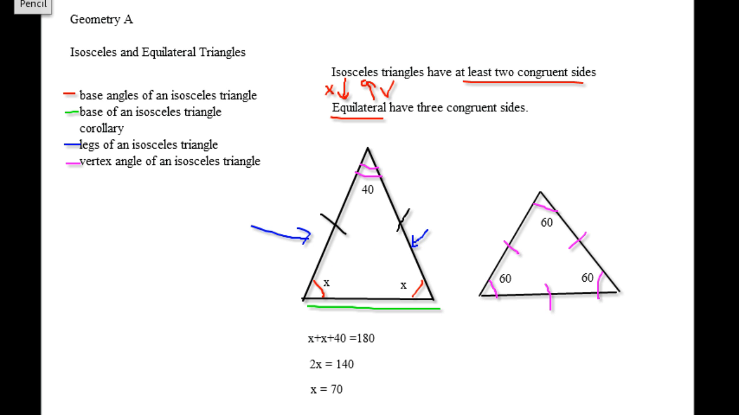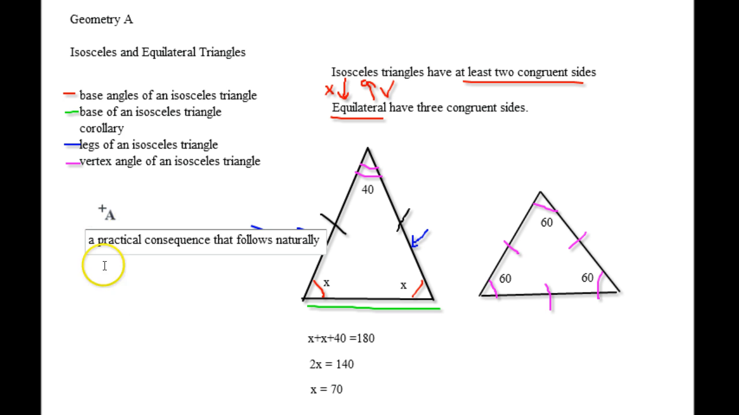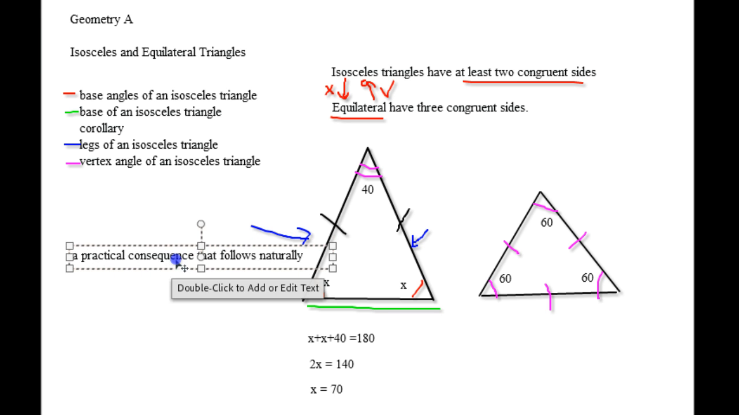Now, there is no specific way about going about doing it, so we're not going to talk about it. But just understand, isosceles have at least two congruent sides, equilateral have three. Okay, now corollary, I had to look up the exact definition. A practical consequence that follows naturally. Okay, some corollaries that flow from this.